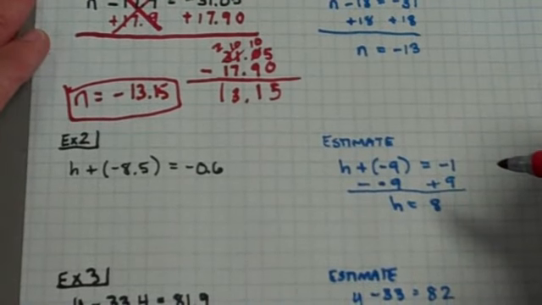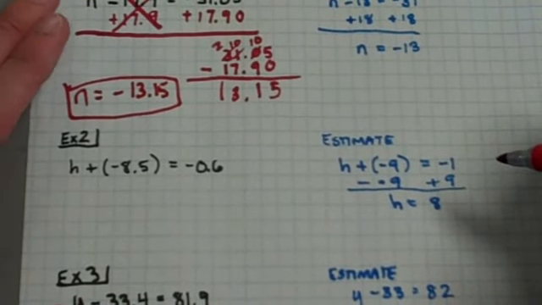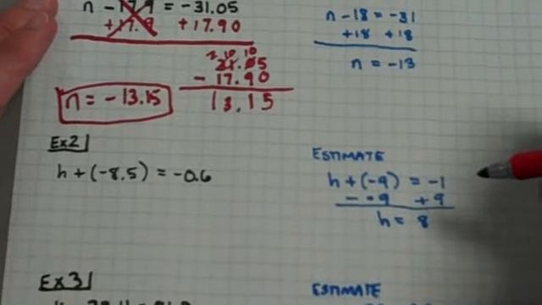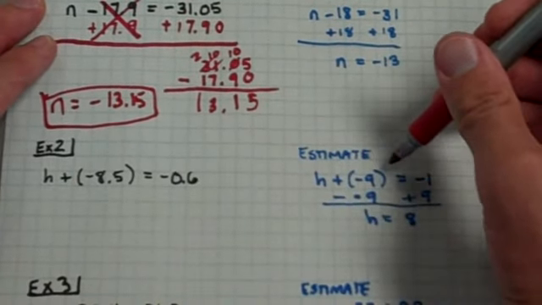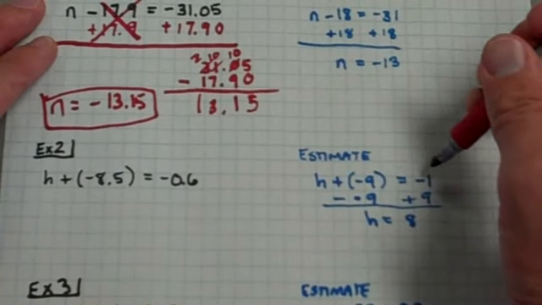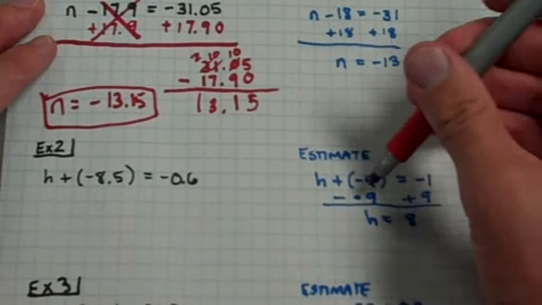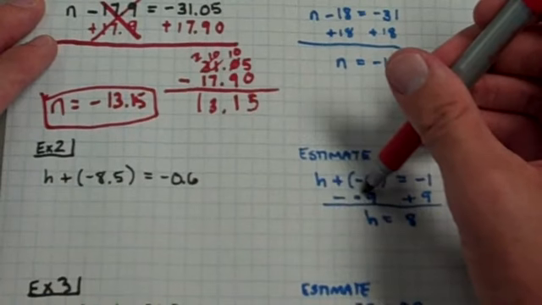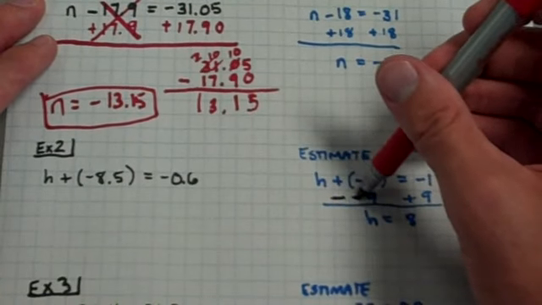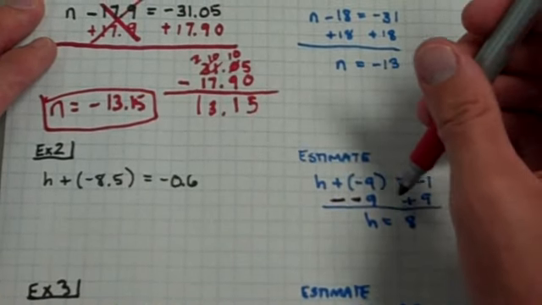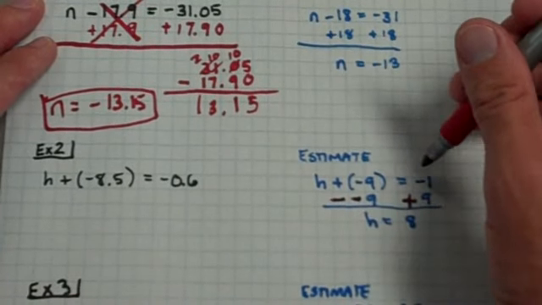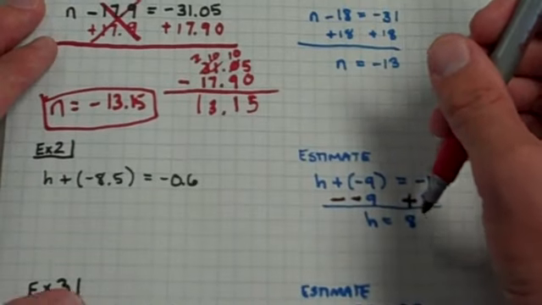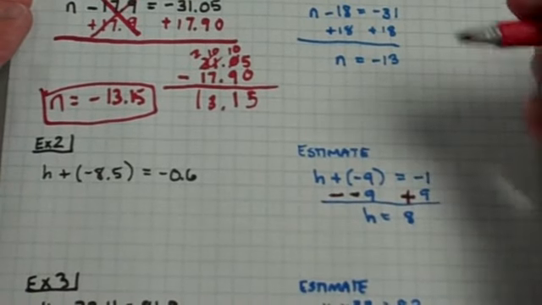H plus negative 8.5 equals negative 0.6. As you can see in this beautiful Carolina blue, I've got my estimate ready. H plus negative 9 equals negative 1. Those numbers are fairly close. I'm going to subtract negative 9 from both sides, which is the same thing as adding, since subtracting a negative is the same as adding. So I have negative 1 plus 9, which is 8. So my answer should be around 8.